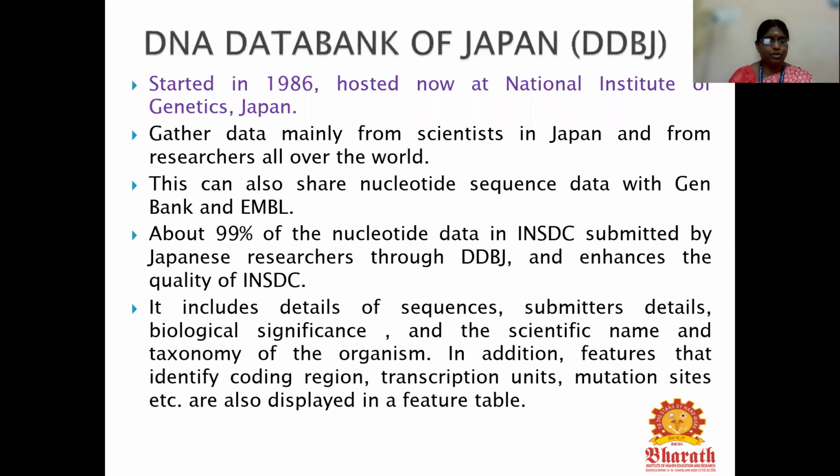The second important one is the DNA Data Bank of Japan, which is called DDBJ. DDBJ started in 1986 and is now hosted at the National Institute of Genetics, Japan. It is organized and supported by the National Institute of Genetics, Japan, and it gathers data mainly from scientists in Japan and from researchers all over the world. It can also share nucleotide sequence data with GenBank and EMBL.